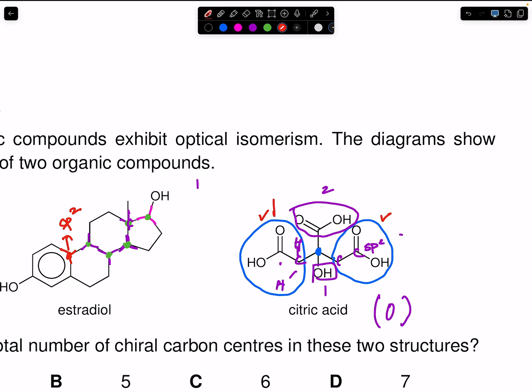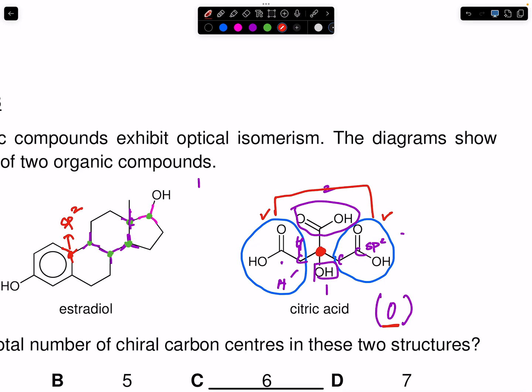Do you all agree or not? These 2 are identical. So therefore, the chiral center, the carbon atom that we thought is chiral, is actually not chiral at all. Are you all following what I'm saying here, guys? So there's nothing. Citric acid has no chiral centers at all. So need to be very careful, yeah?